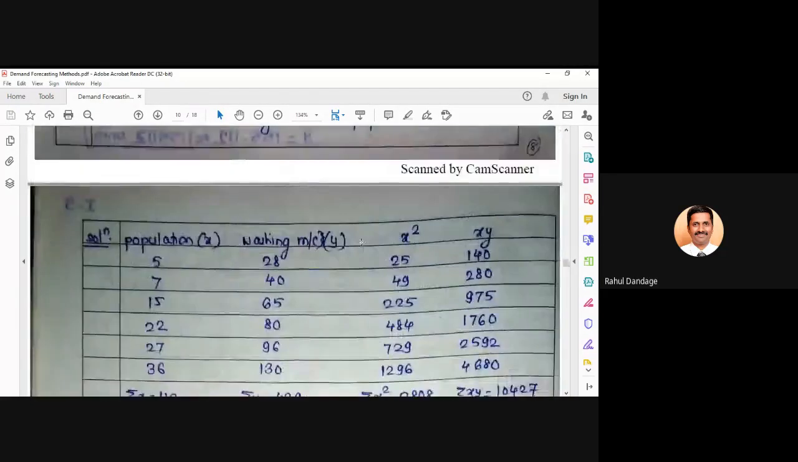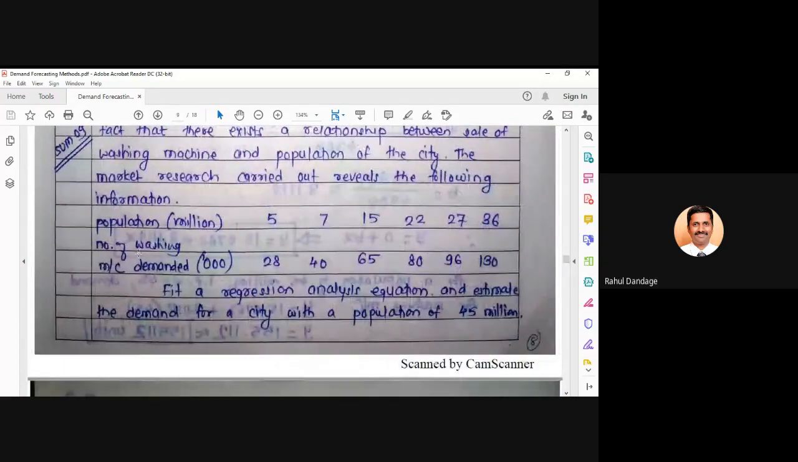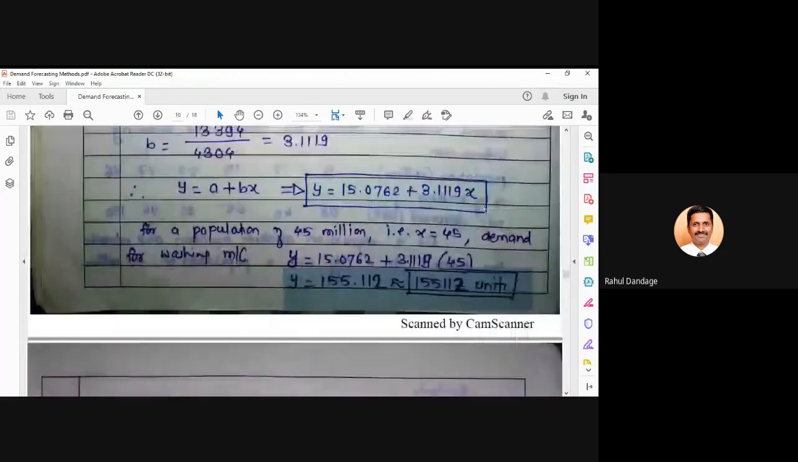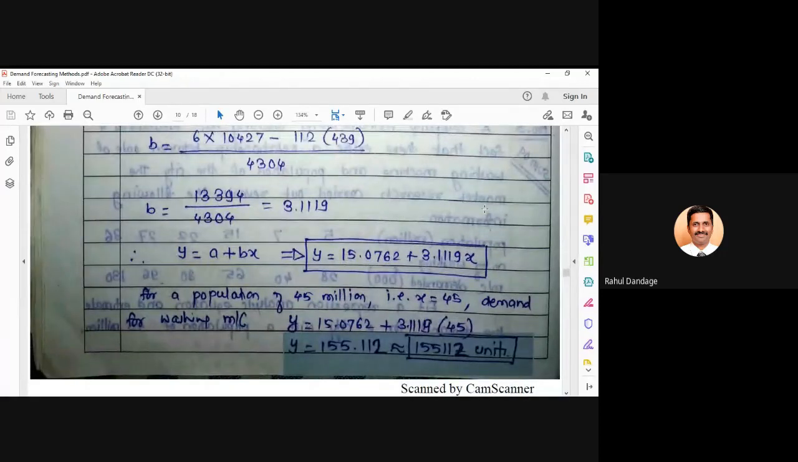So you can see the number of washing machines demanded in brackets 000. So when you are writing the final answer, the value is correct, but it is more appropriate to write the value in terms of the actual number of units expected to be sold for a 45 million population, which is 155,112 units. Okay, sir. Okay.